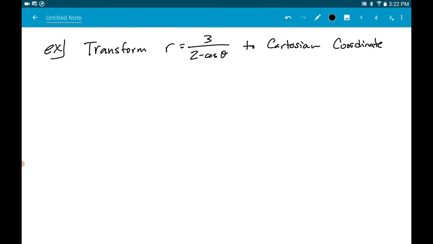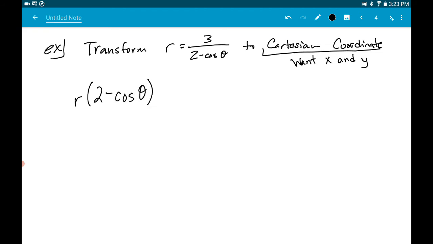Last example. I like to keep these videos short. Transform this polar graph, because it has r's and theta, to Cartesian coordinates. So again, I want x's and y's. So here we go. First thing I'm going to do is cross multiply. Essentially I'm multiplying by the denominator, because I like to get rid of fractions.